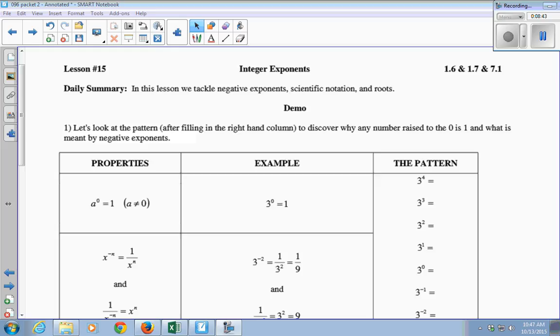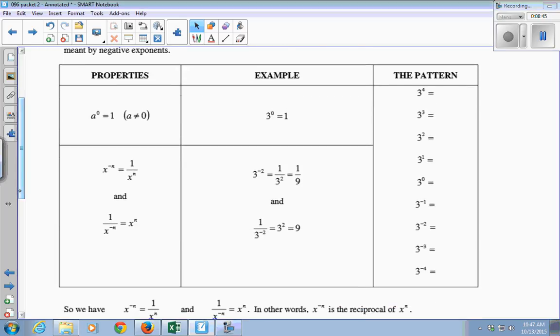All right, so here are some properties that we're going to look at. A to the 0 is 1. Anything to the 0 is 1. For example, 3 to the 0 is 1. So that's a property we already talked about. We're going to look at why in a minute.